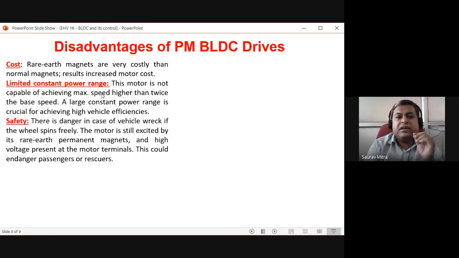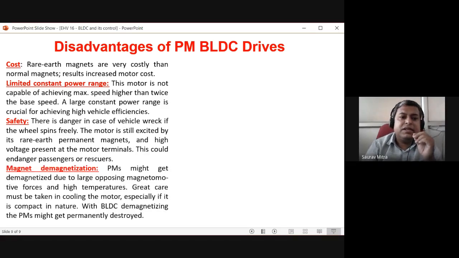Limited constant power range. This is a main concern of BLDC motor. So this motor is not capable of achieving maximum speed higher than twice the base speed. So whatever is the starting speed we are starting, that is called as base speed, and then we apply different kind of speed controlling technology. So whatever is the base speed, it can have maximum speed twice than that. So if base speed is 100, it can maximum go up to 200. Okay, so that huge range of speed is not achievable by this motor. Okay, that is a limitation.